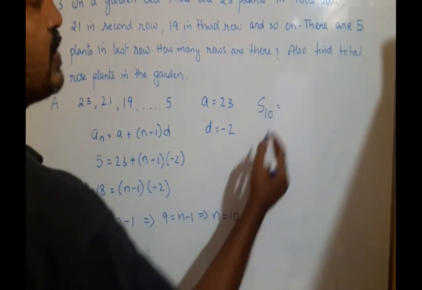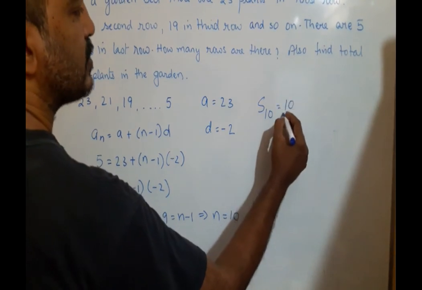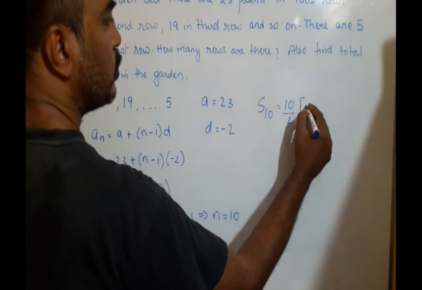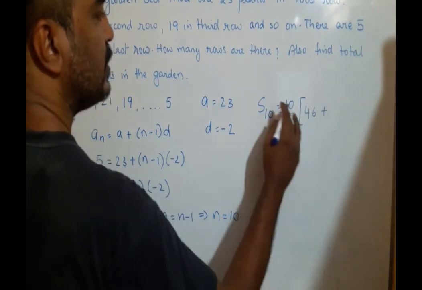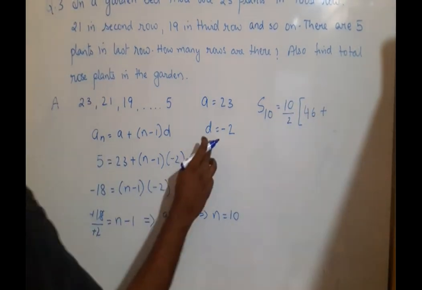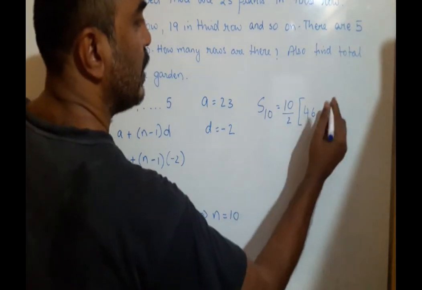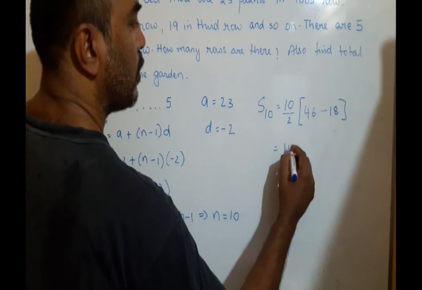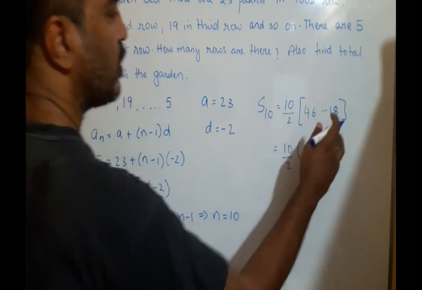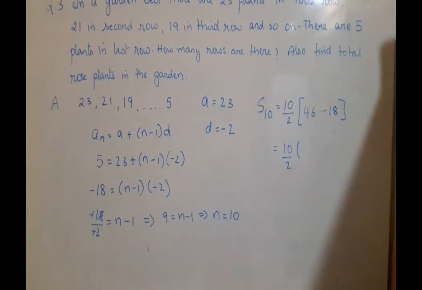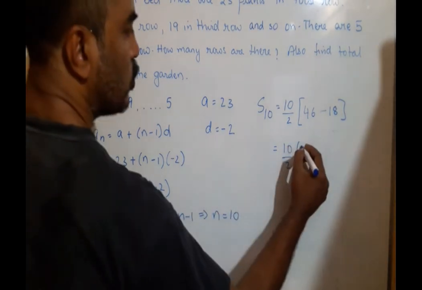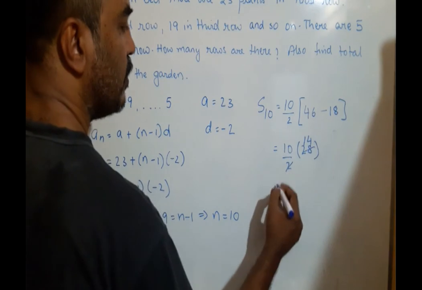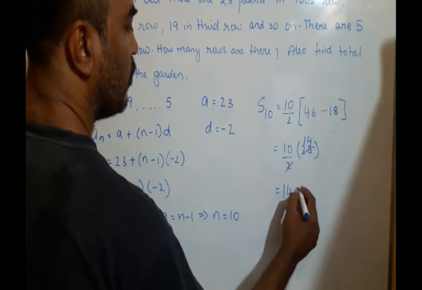So what is the formula of S10? n upon 2 into 2a, that is 10 upon 2 into 2a. So 23 into 2 is 46 plus 10 minus 1 is 9, and 9 into minus 2 is minus 18. So we have 10 upon 2. What is 46 minus 18? It is 28. 2 ones are 2, 2 14s are 28, 14 10s are 140.